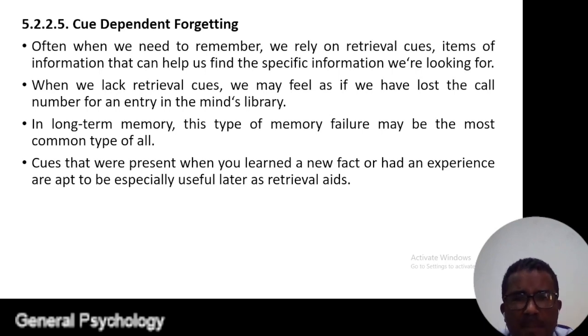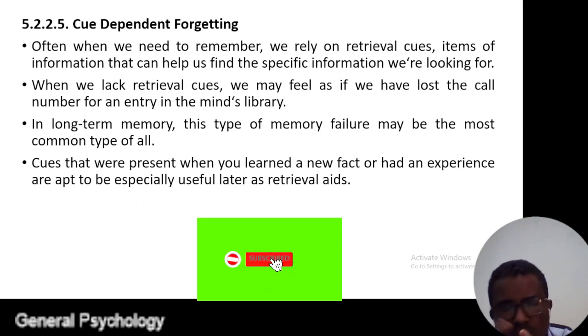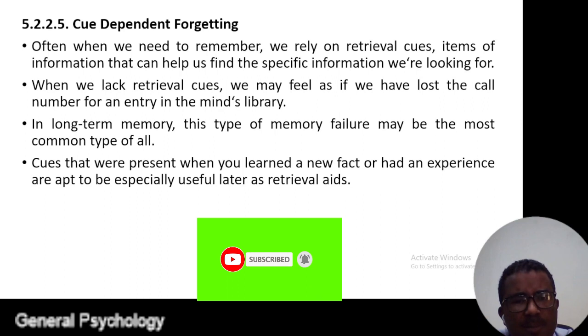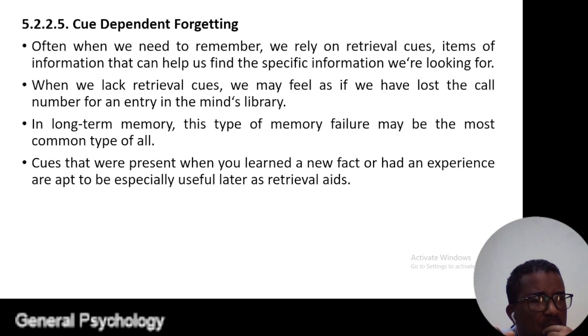Often when we need to remember, we rely on retrieval cues, items of information that can help us find the specific information we look for. If we lack retrieval cues, we may feel as if we have lost the call number for an entry in the stacks of our library, our long-term memory. In long-term memory, this type of memory failure may be the most common of all. Cue-dependent forgetting is very common in long-term memory.